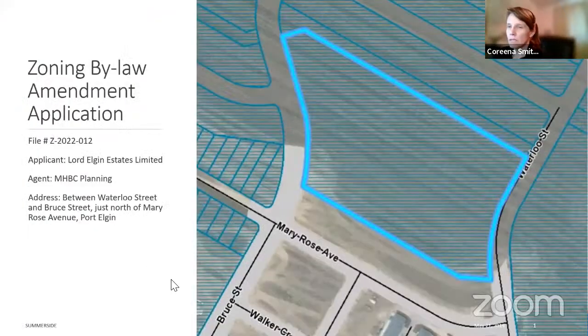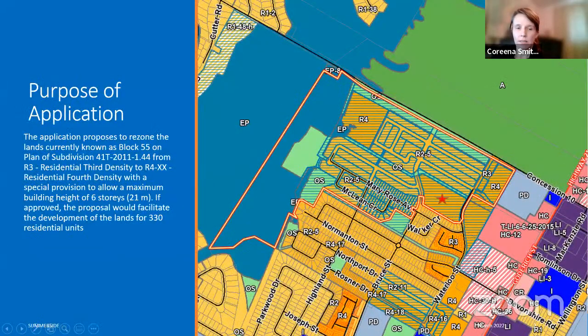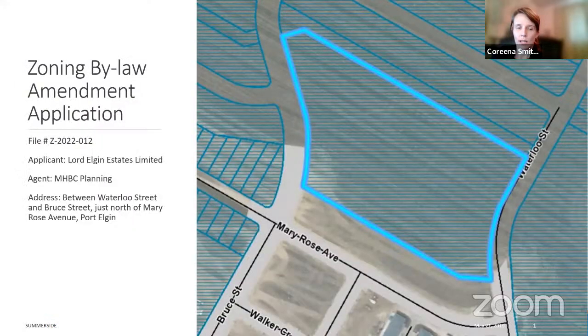So as already noted, the application that's before you this evening is for a zoning bylaw amendment application. And this file is specifically Z 2022-12. It's for Lord Elgin Estates Development Limited. The agent who will also be on the line later today is MHBC Planning. And the site is actually located between Waterloo Street and Bruce Street. And this is in the north end of Port Elgin and just north of Mary Rose Avenue.